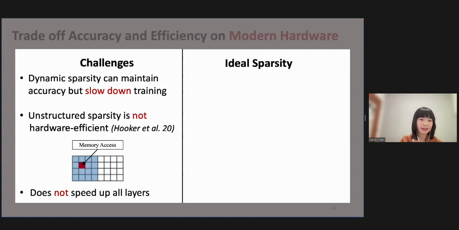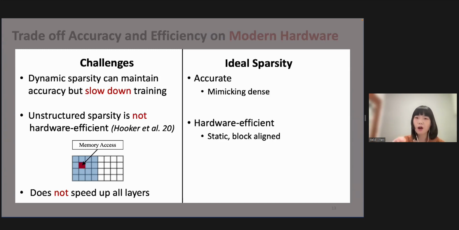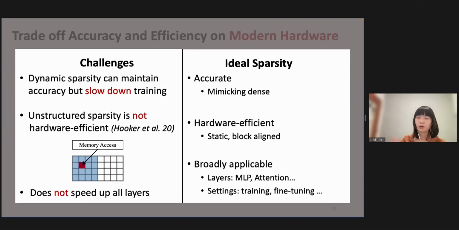So what would be an ideal sparsity? The ideal sparsity should be accurate, which can mimic the dense operations, like the dense model accuracy. We don't want any accuracy drop. And it should be hardware efficient. So not only should the accuracy mimic the dense, but the sparse operations should mimic the dense ones, like a static and structured sparsity pattern. You also have to have wide coverage of operators that apply to most neural network layers, like attention and linear, and in different settings like pre-training, fine-tuning, and inference.